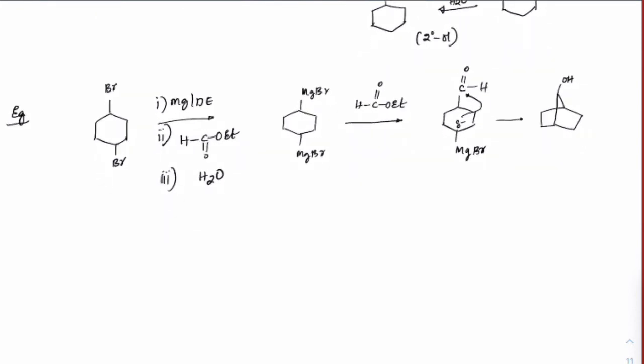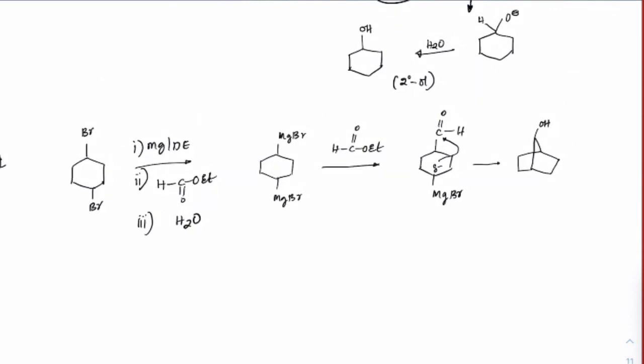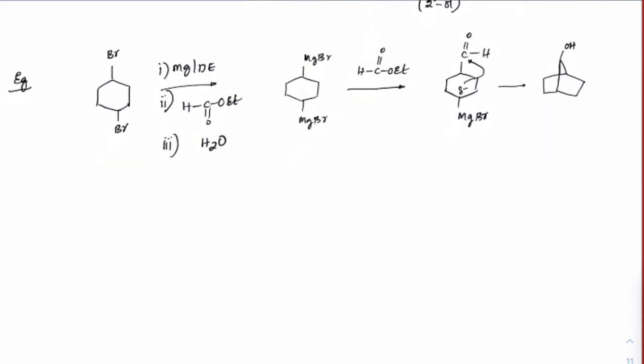Sir, in the first step itself, I think the ring will close off, no, sir? That means instead of both MgBr, that ring will close off, no, sir? We can get both products at the same time here, probability. We can get this, or we can proceed to this.